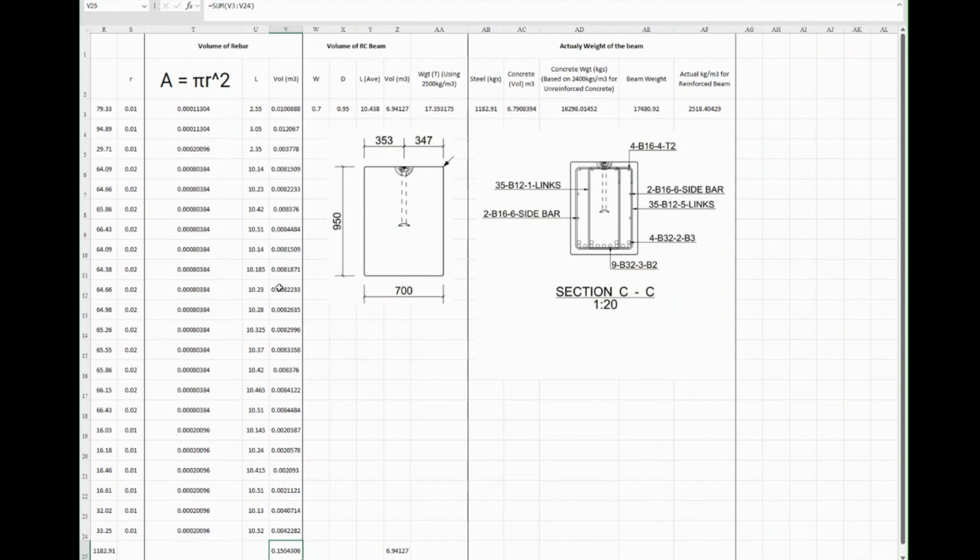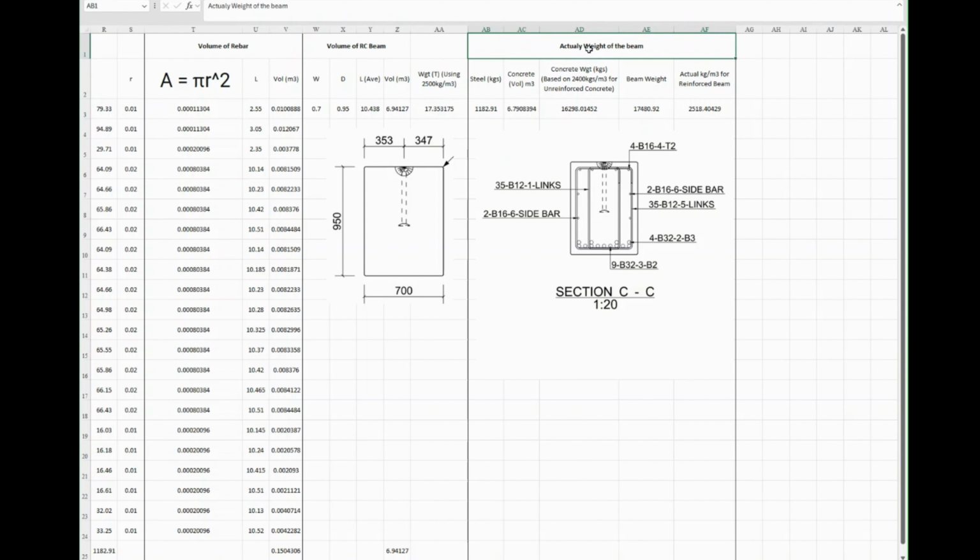in that beam. All right, go on to the volume of the beam itself. So it's 0.7 by 0.95. The average length is 10.48, so the volume is 6.94. And if we were to do it by the standard rule of thumb, reinforced concrete is 2,500. It would mean that we would have a unit weight of 17.35 tons. Okay, hope everyone's still with me here.